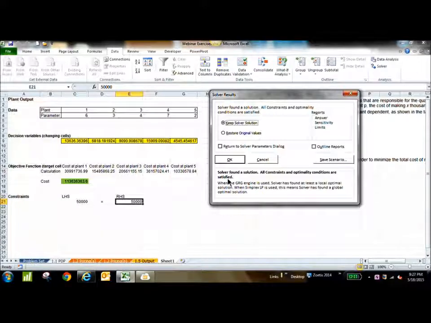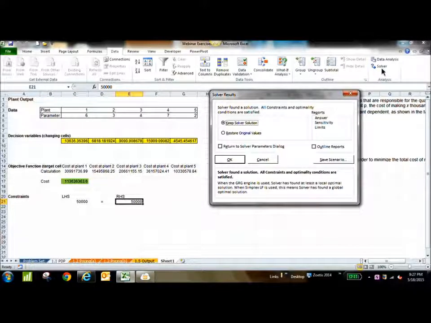I'll tell you one thing, though. Maybe you could also remember this. If Solver says it has converged to a solution or something of that nature, when you hear the word converged, that means Solver approached the optimum solution, but it hadn't achieved the optimum solution. What will you do in that case? You will just have to click OK and rerun the Solver, just go back to the Solver and hit Solve.